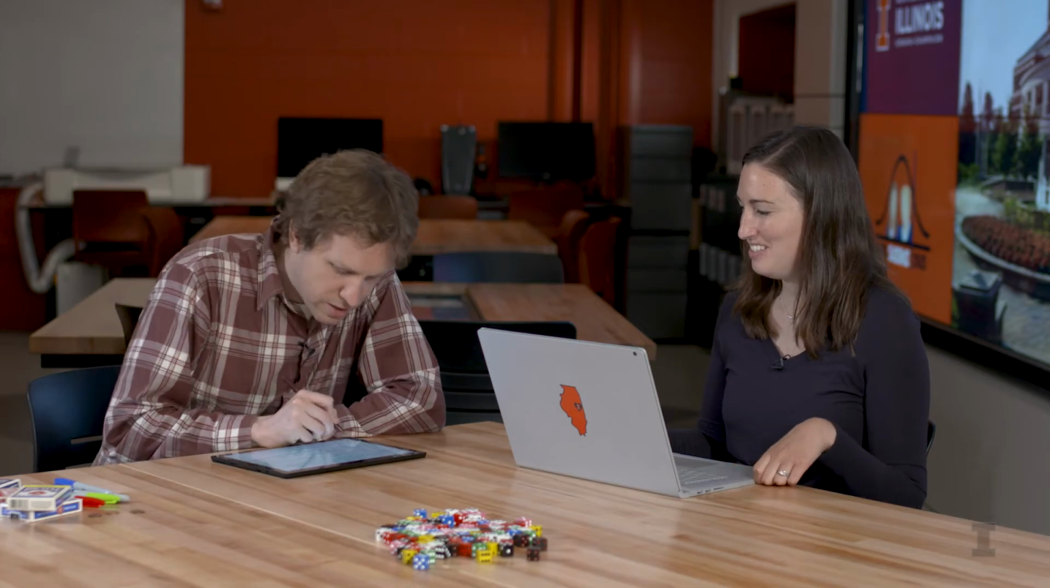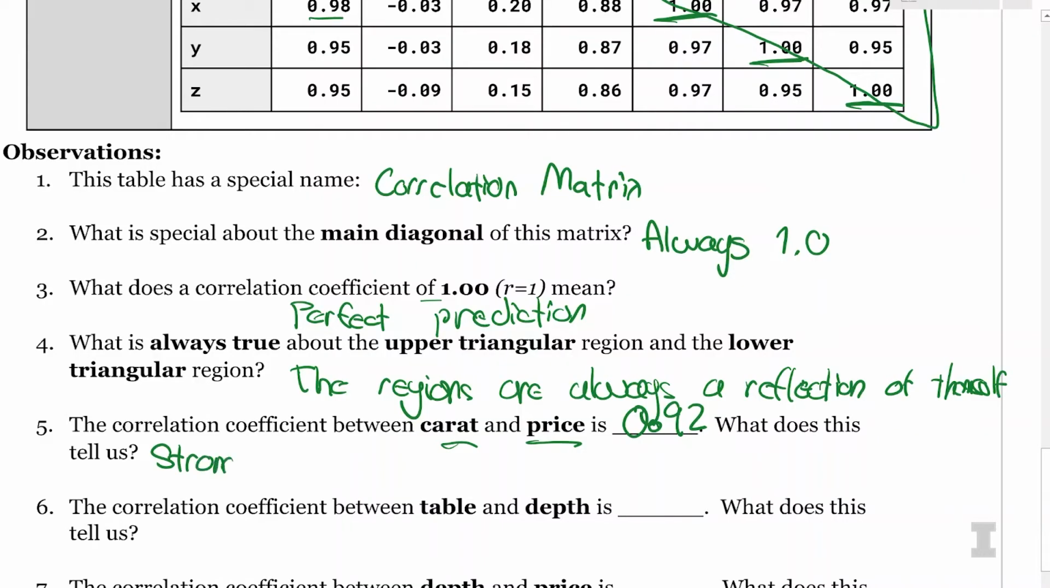So what does this tell us? There's a strong positive relationship. So as the carat weight goes up, we expect the price to go up as well, and we expect it to be a pretty strong relationship between the two of these.